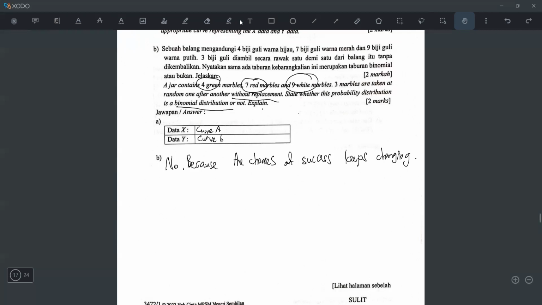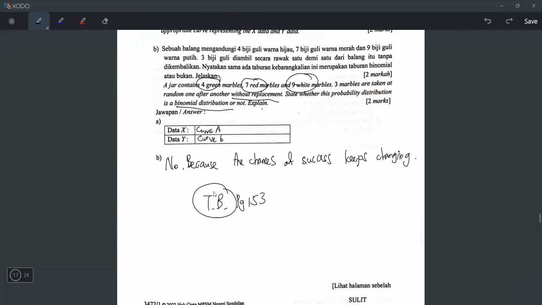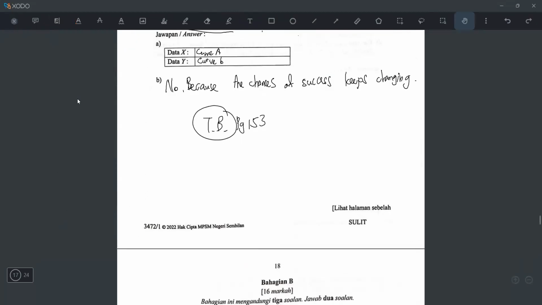Okay. So if you want to read yourself, you can go to textbook page 153 from the Form 5 textbook, from 5 MS. And then you can find there the characteristic for binomial. And then you will see that the probability of success must be unchanged for it to be binomial. But this one they changed, that's why.